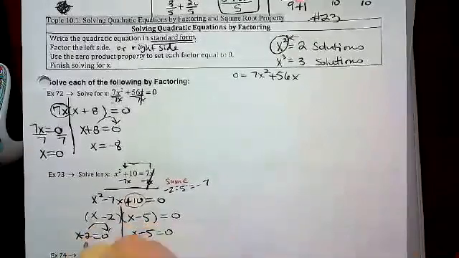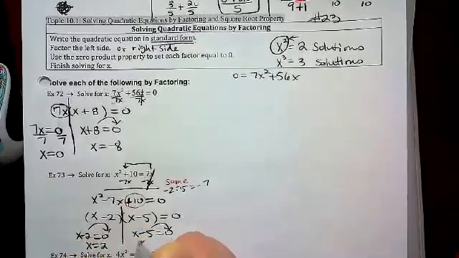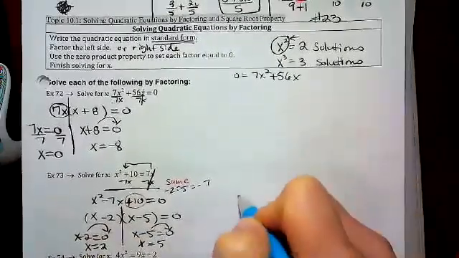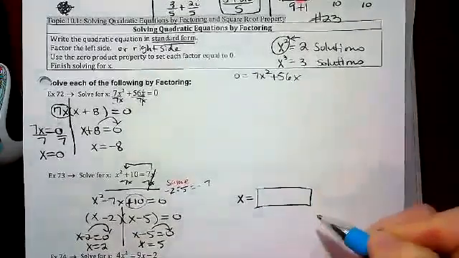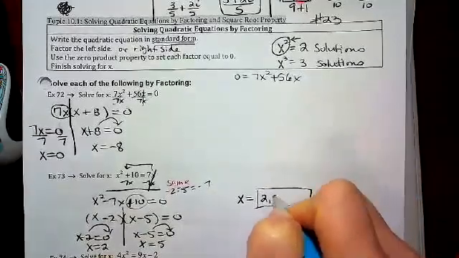So I'd move 2 over, so x would equal 2, and I'd move 5 over, making it positive, so x would equal positive 5. I didn't say it above, but in WebAssign, it'll say x equals, you have a box, and it'll say enter your solutions in a comma separated list. So you'd write like 2, 5.